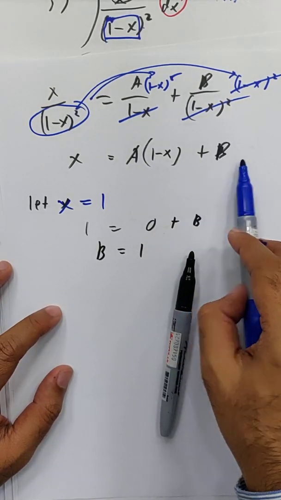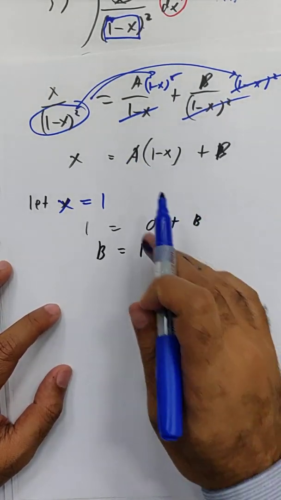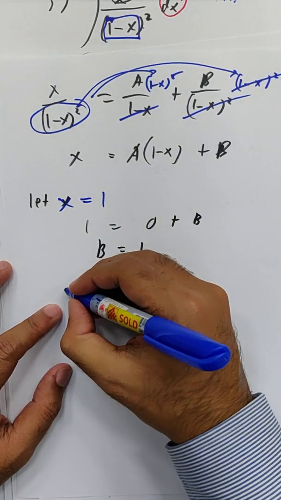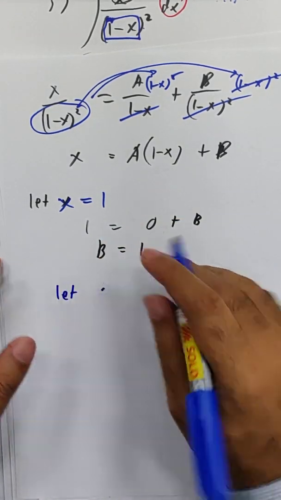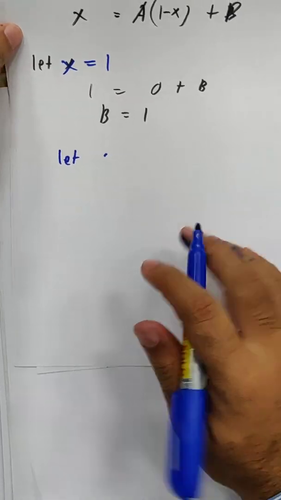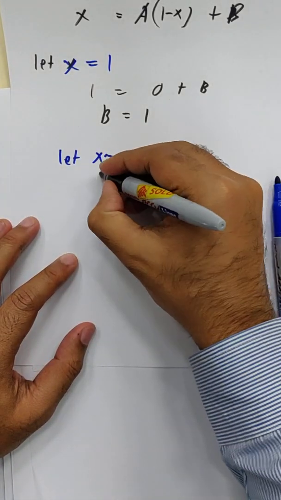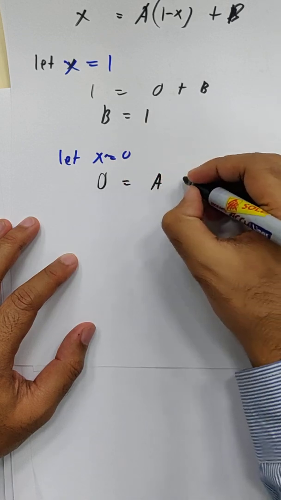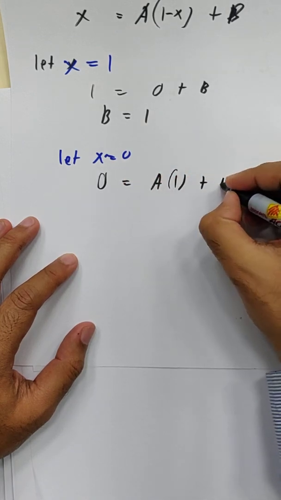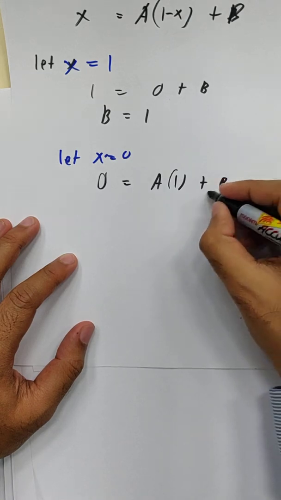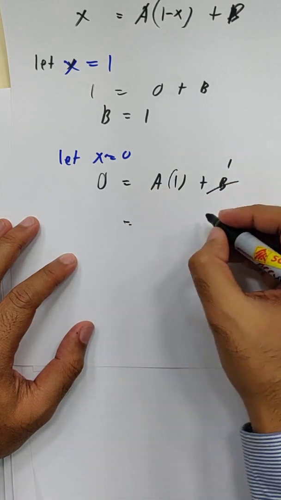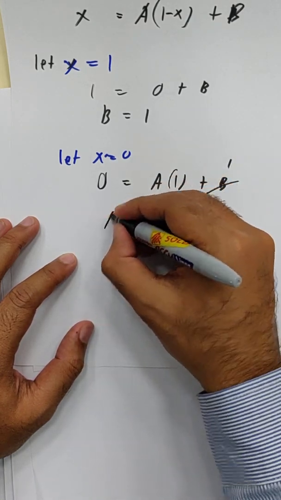And how do you find a? Now just substitute any numbers. I like to substitute small numbers, let x equal 0. So 0 equals a times 1 plus b. But b we just discovered just now, b is 1. So a is negative 1.